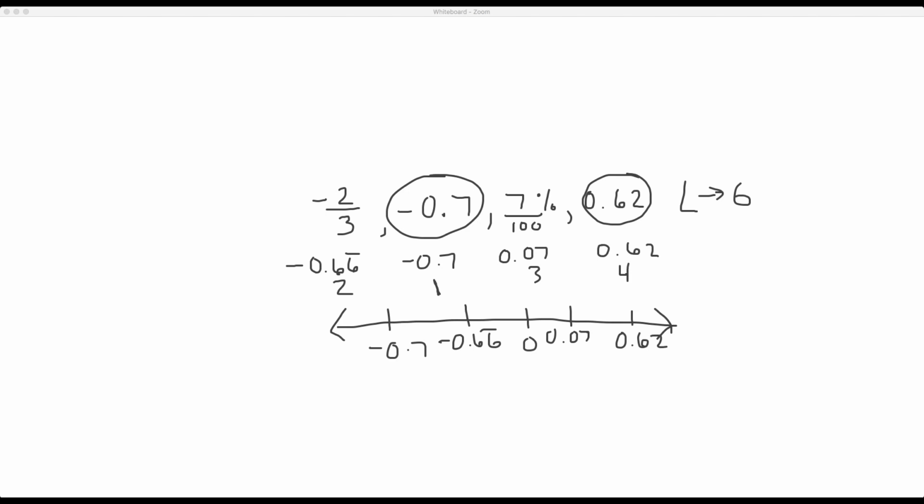All right, so for the final answer, you actually do not use your work, you use your original. So my lowest one would be negative 0.7, comma. My second would be negative 2/3. My third largest would be 7%. And my fourth largest would be 0.62. And that would be the final answer.